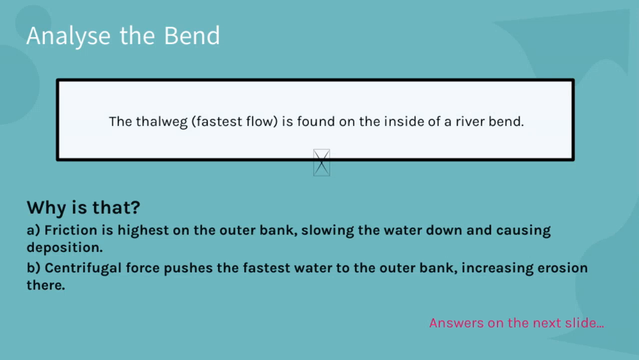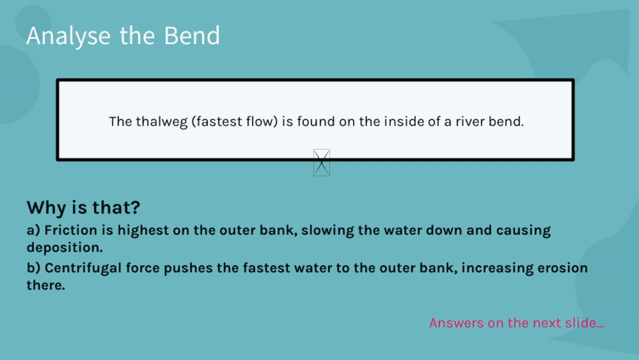The statement is false. The thalweg is not found on the inside of a river bend. It is usually found closer to the outside of the bend. This happens because the fastest water is pushed towards the outer bank. This increases energy and velocity on the outside of the meander. As a result, erosion is strongest on the outer bend.